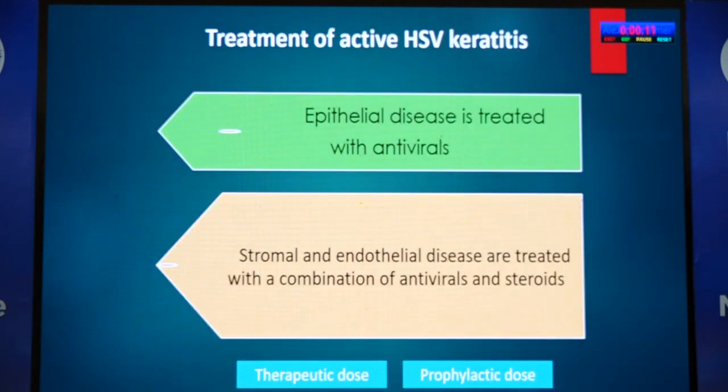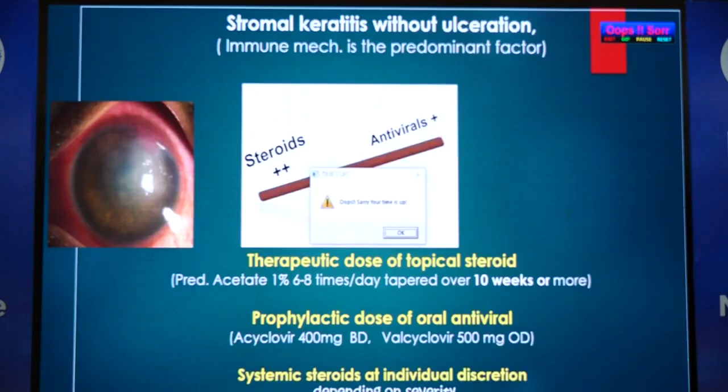Epithelial disease is treated with antivirals, whether systemic or topical. Most often topical suffice. Stromal and endothelial disease has to be treated with a combination of antivirals and steroids. And there needs to be a fine balance depending on the manifestation. I'll just take, if you'll permit me, just 2 more minutes. Not 2 more minutes, maybe 20 seconds more. Yeah, please go on.